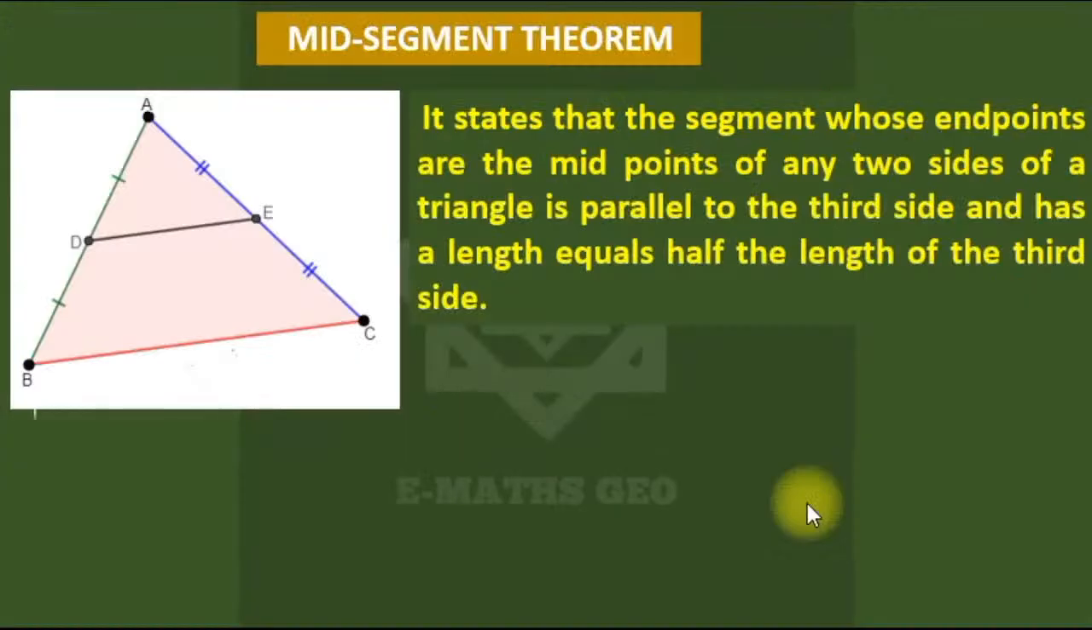In this section, we're going to talk about mid-segment theory. Mid-segment theory states that the segment whose endpoints are the midpoints of two sides of a triangle is parallel to the third side and has a length equal to half the length of the third side. So if these two points are the middles of the sides of this triangle, then the segment is parallel to the third side and equal to half its length. Let's prove that.